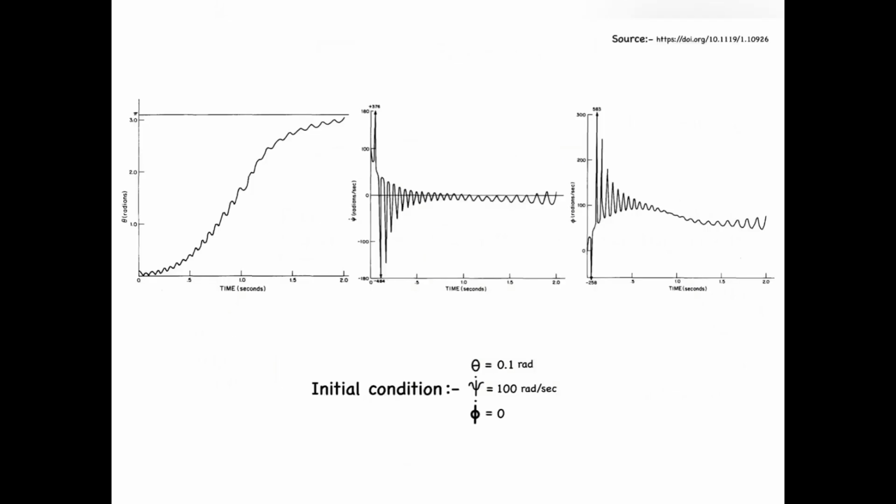Given initial conditions, these are the graphs of the solution for theta, phi dot and psi dot as a function of time. The top displays unstable behavior during the first half second of motion as psi dot decreases in value and phi dot increases. The sharp spikes in phi dot and psi dot are physically less dramatic than they appear.